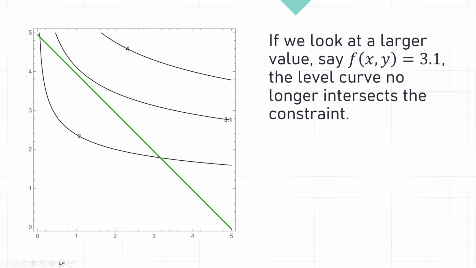If I look at f of xy equals 3.1, notice where f of xy is equal to 3.1, it doesn't touch the constraint at all. That means my maximum value of my function subject to this constraint can't be 3.1, because it never satisfies the constraint.